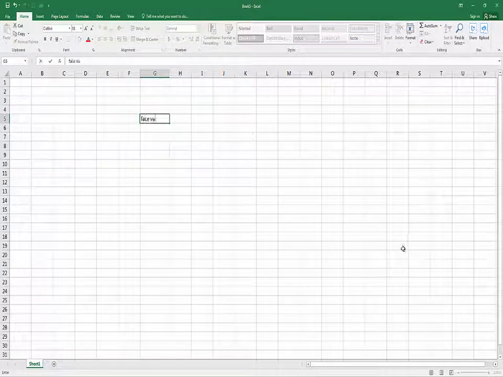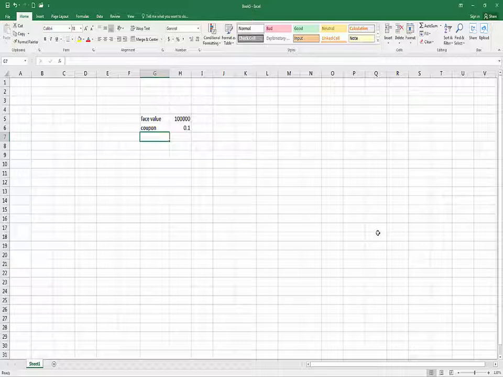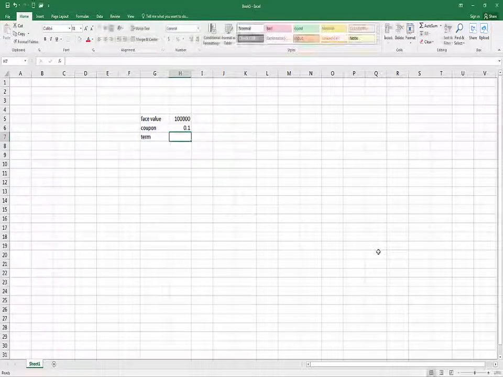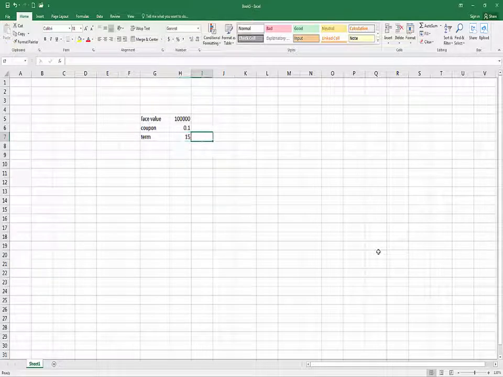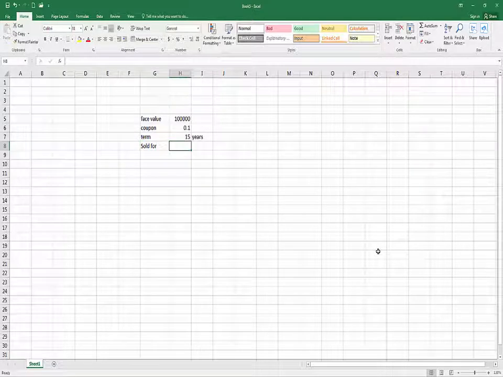It's got a face value of $100,000. It's got a coupon of 10%. It's got a, let's say it's a 15-year term. And it sells for, let's say it sells for $99,000. Okay, so we go ahead and set up our IRR function.